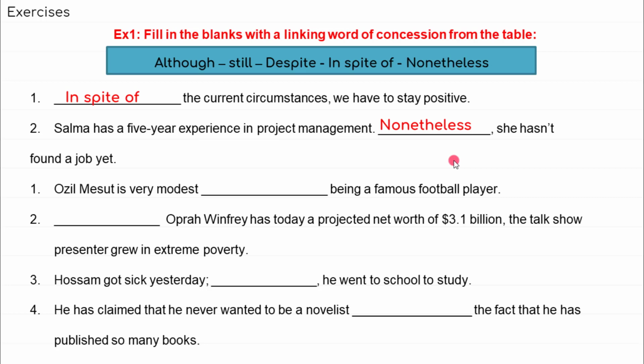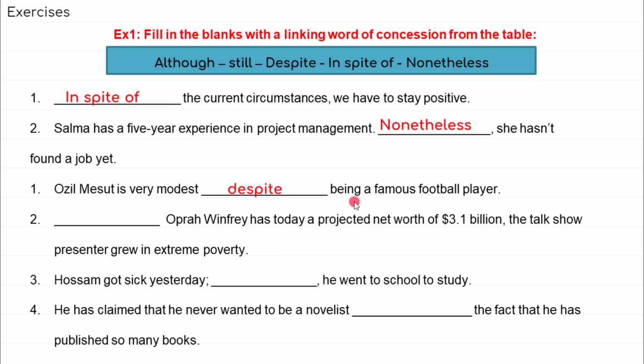Number 3. Blank being a famous football player, Uzil Masoud is very modest. Being is verb plus ing, the gerund form of the verb to be. And so, it should be preceded either by despite or in spite of.